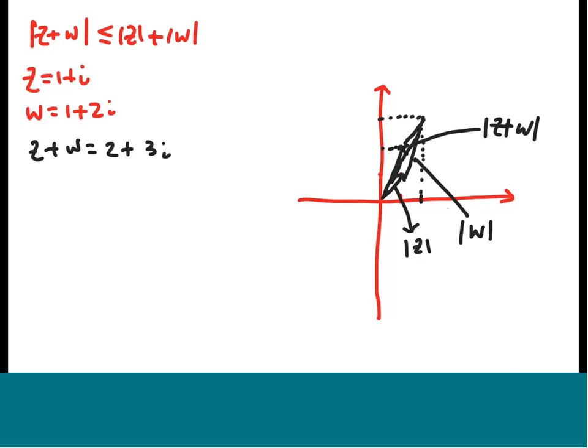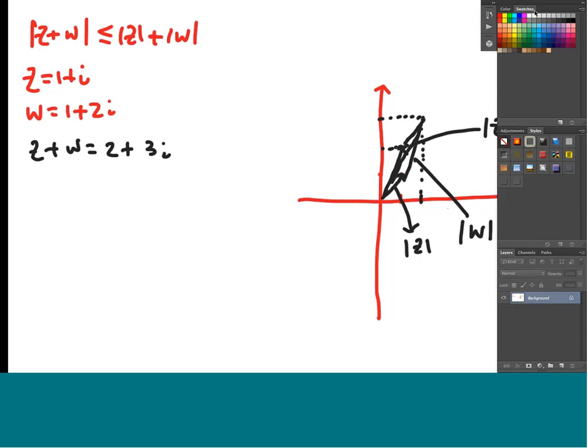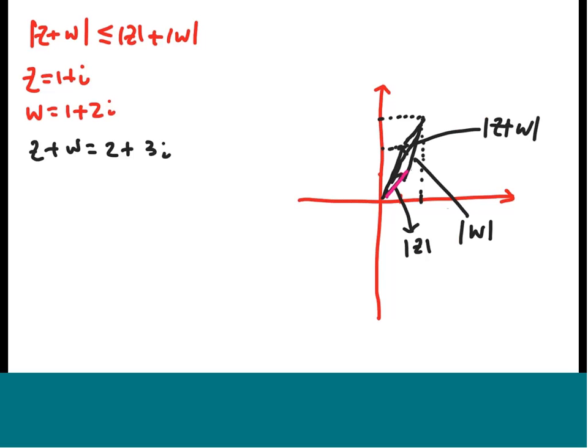So this one is called the triangle inequality, because here you really have a triangle. Okay, so the triangle inequality. The proof actually is very easy. You analyze it: if you have Z equals A plus Bi, W equals C plus Di.